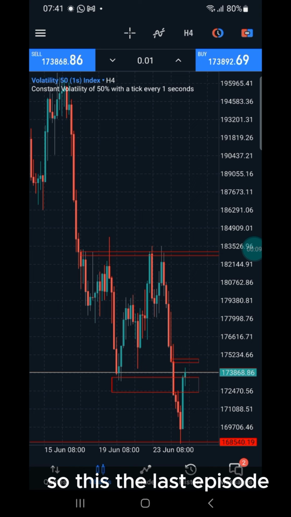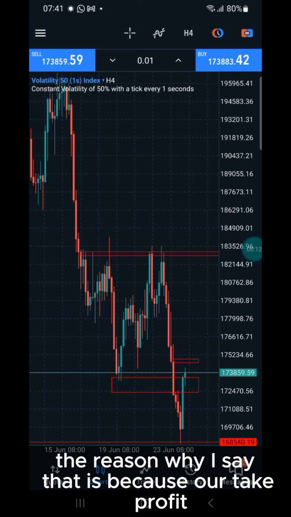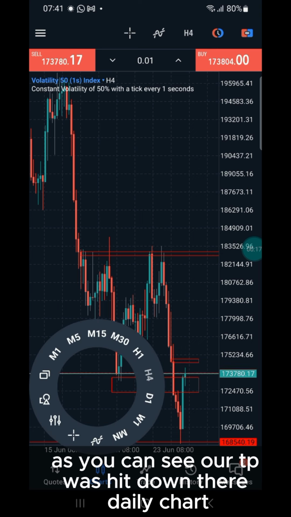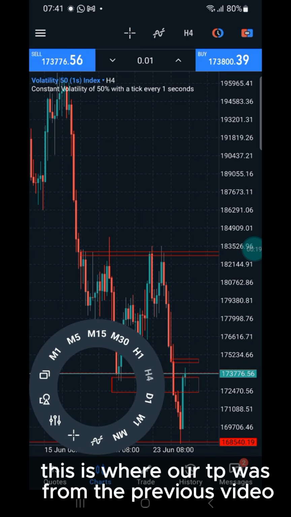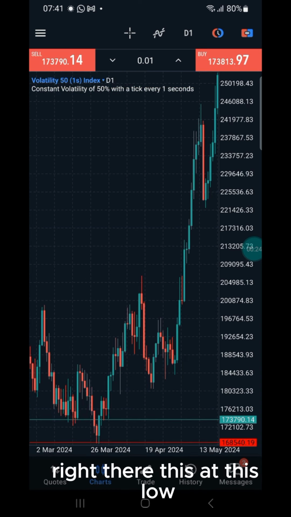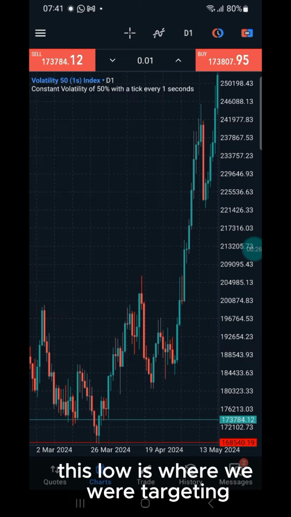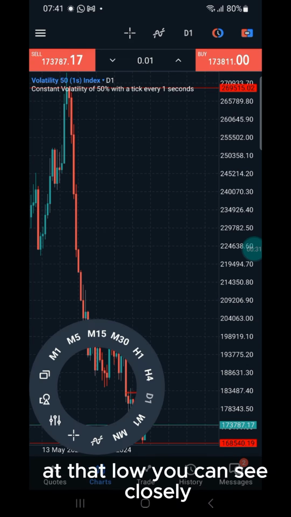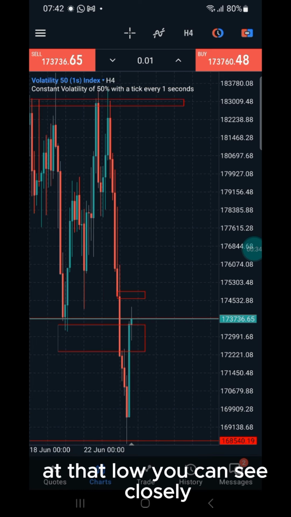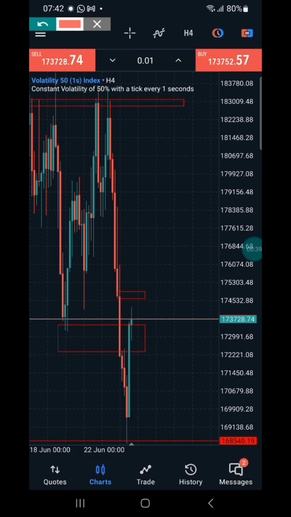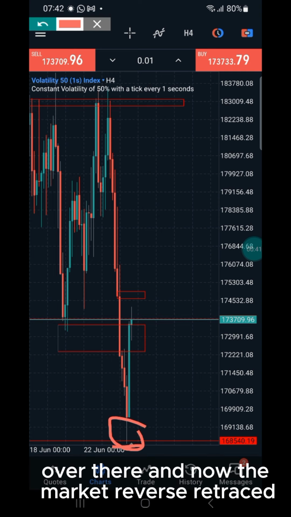So this is the last episode. The reason why I say that is because our take profit has been hit. As you can see, our TP was hit down there. So the daily chart. This is where our TP was from the previous video. Right there, this low. This is where we're targeting, and as you can see, the market did hit it and it reversed right there at that low. You can see closely, the market did hit the low where we would put our take profit, and now the market retraced.